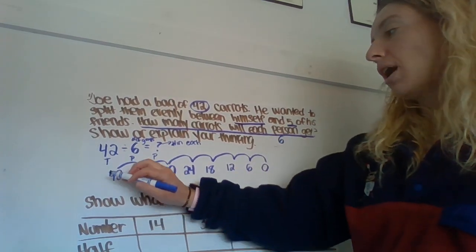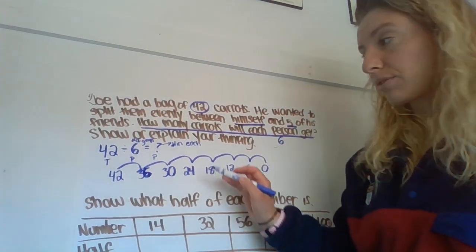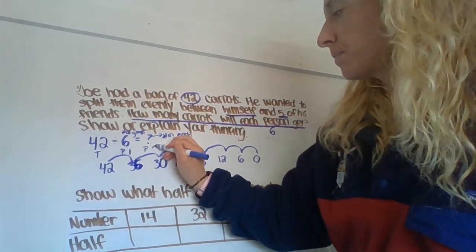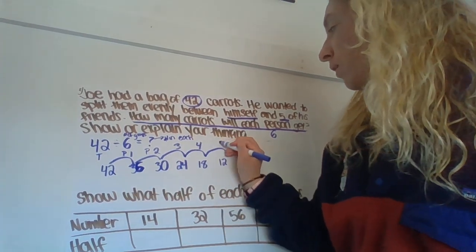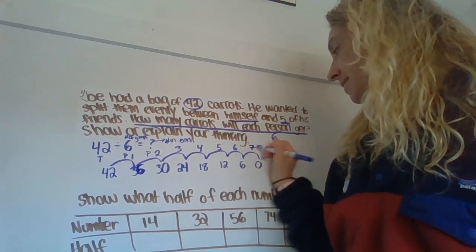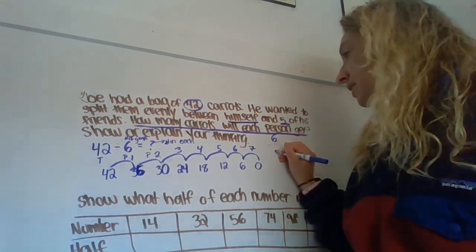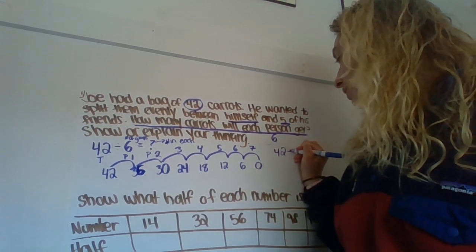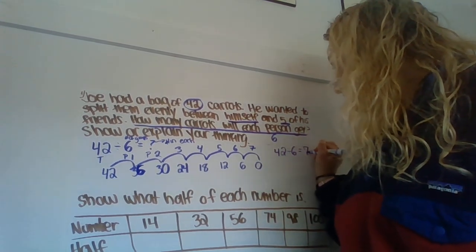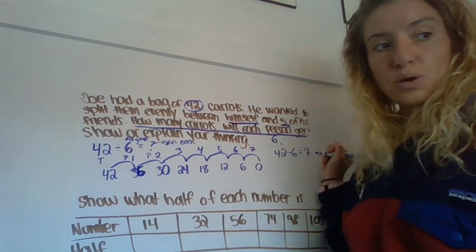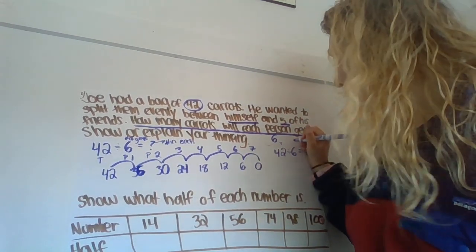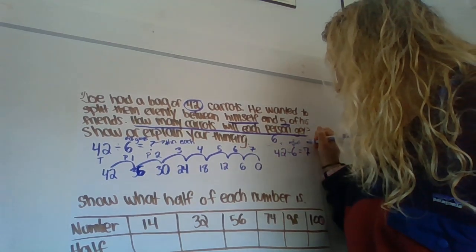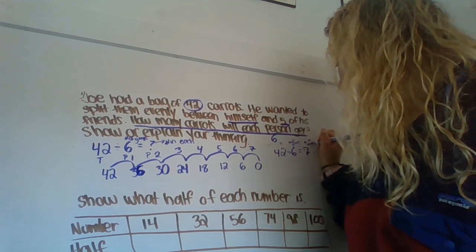Now that I have counted backwards by sixes, because that's the number of groups I have, I have to figure out how many were in each group. To do that, I just have to count my sixes. 1, 2, 3, 4, 5, 6, 7. So I know that each person has 7 carrots. 42 divided by 6 equals 7. Remember, 42 was my total, 6 was the number of groups, and 7 is the number in each.